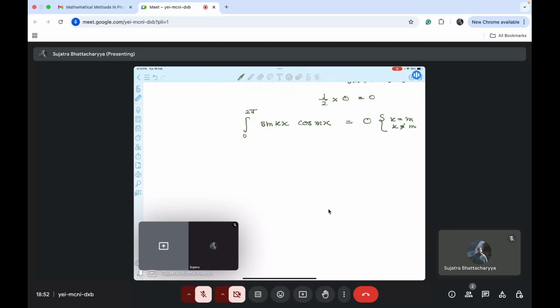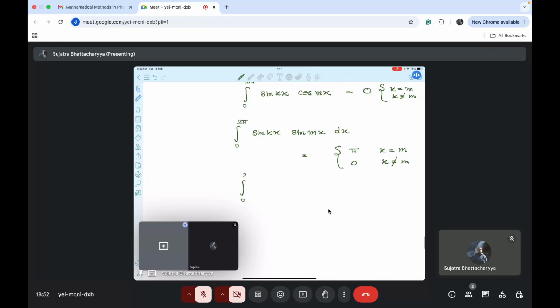But now if you do the integral from 0 to 2 pi of sin kx into sin mx dx, you will find out, you can do it on your own, that it is pi when k is equal to m, and 0 when k is not equal to m. Similarly, if you do the integral from 0 to 2 pi of cos kx cos mx dx, this will again give you pi when k is equal to m, and 0 when k is not equal to m.